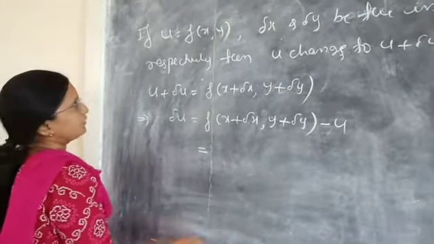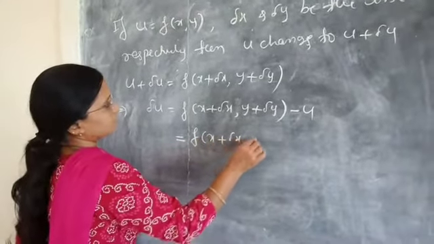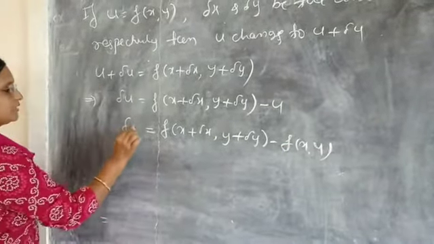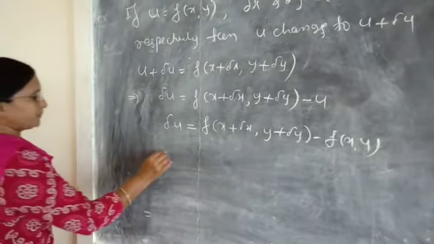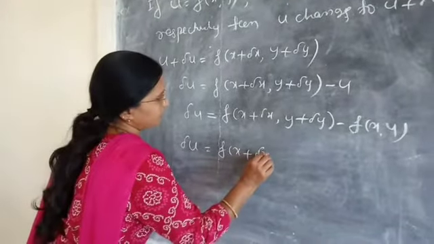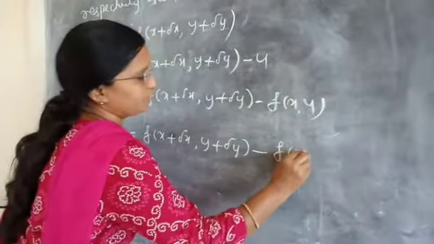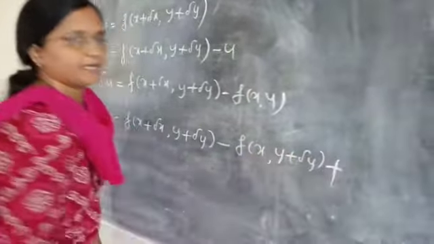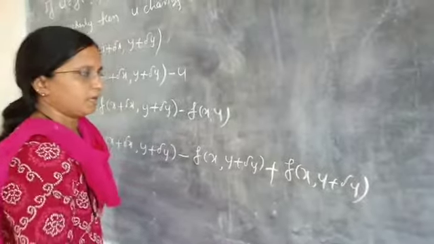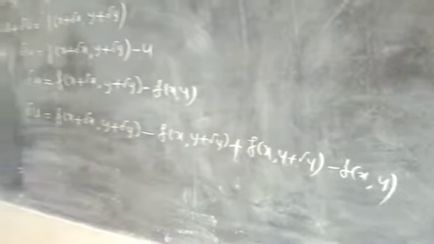Let us substitute the value of u here. Here u is f of x y. It is f of x plus delta x comma y plus delta y minus f of x y. This is delta u. Let us add and subtract here f of x comma y plus delta y. Let us subtract f of x comma y plus delta y and add the same term f of x comma y plus delta y, and this term you write as it is, minus f of x y as it is.